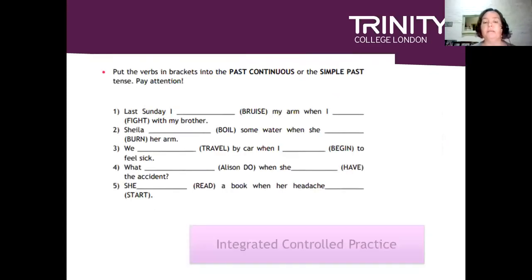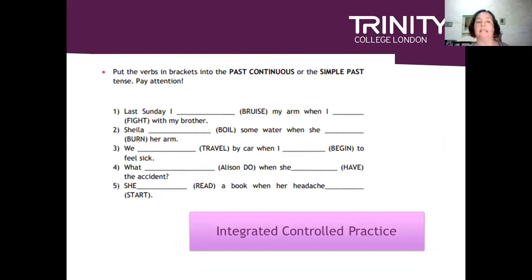And then, of course, integrated control practice. Put the verbs in brackets into the past continuous or simple past. An example of a typical, okay, gap fill within control practice. Last Sunday, for example, I bruised my arm when I was fighting with my brother. So again, we are here in this context of doctors and injuries and staying healthy and staying fit and whatnot.